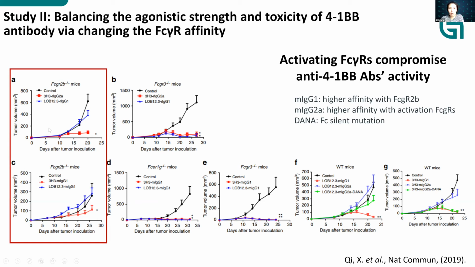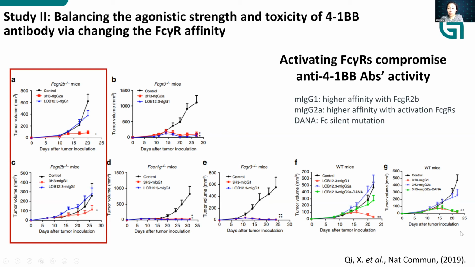And then for the rest of the experiments, as is shown, getting rid of the FcγR3 or the FcγR1 is not really affecting the efficacy of the antibody, because when you knock out one subclass, the other activation subclass is still present.